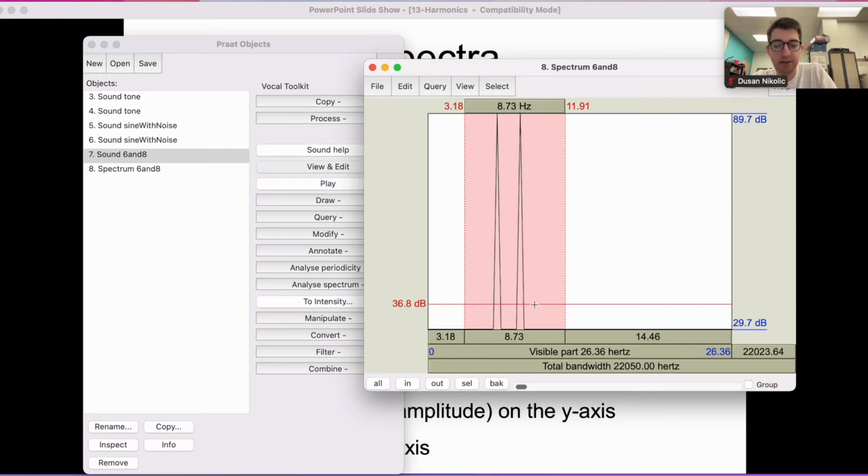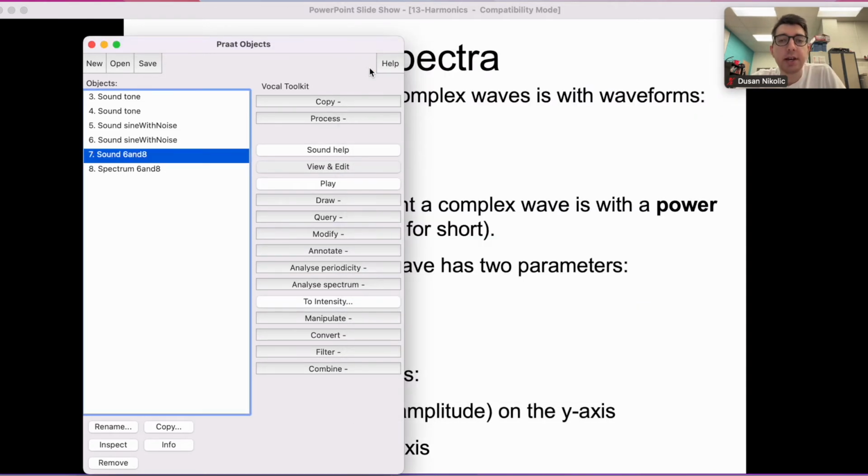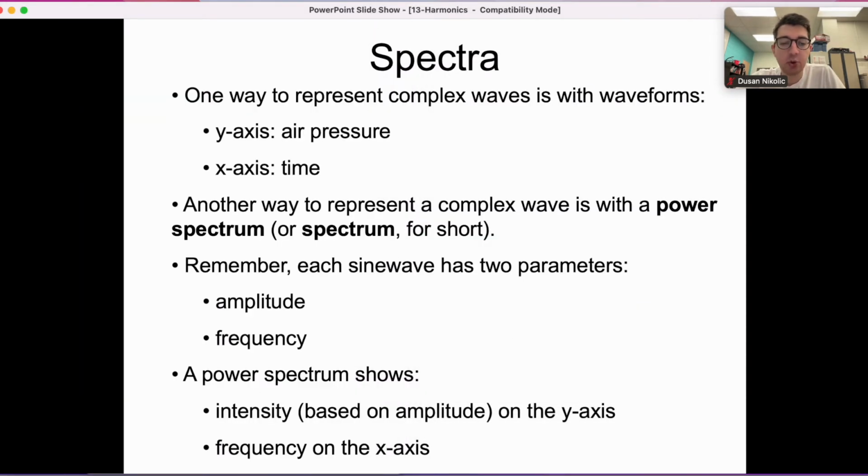If we play it, it will play the same thing. You cannot hear it because it's very low, right? It's very low in frequency, so that's why we are unable to hear it. But we will create some new ones, okay?